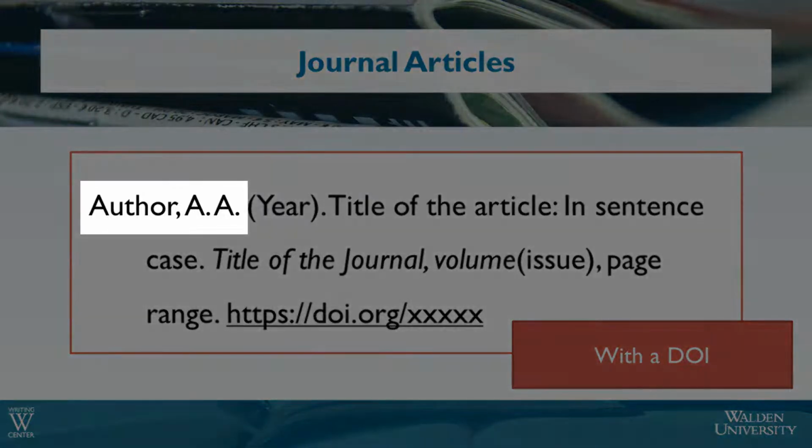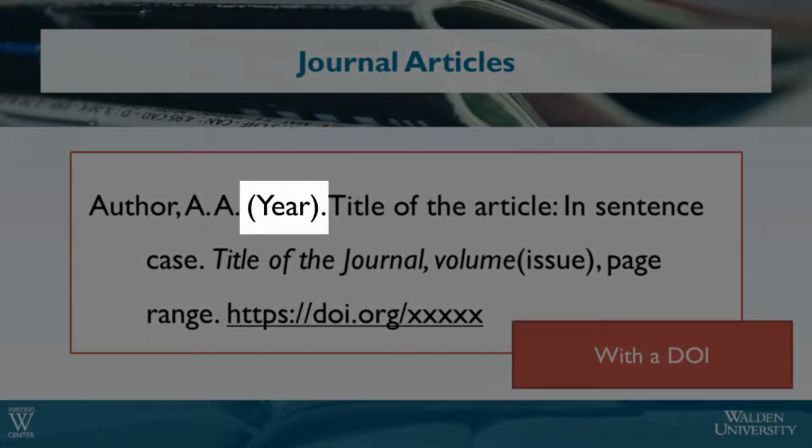The reference entry starts with the author or authors of the article, listed in the same order as they are listed in the article itself. Note that you should include the author's first and middle initials if they are listed in the article. Next, we include the publication year of the article within parentheses. Note that these parentheses are followed by a period.